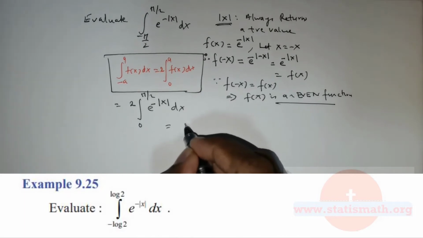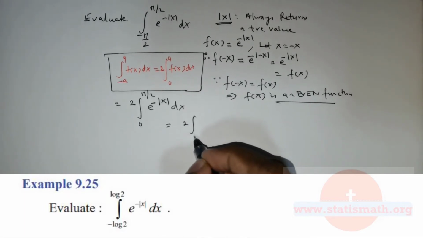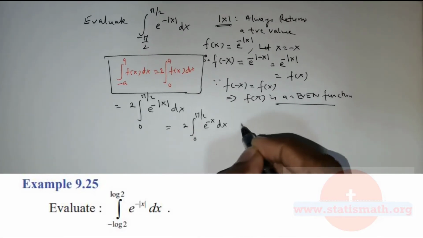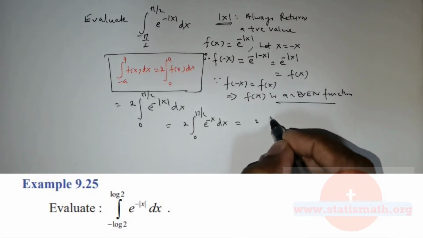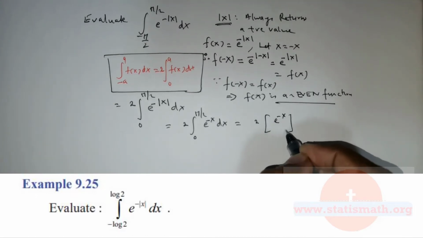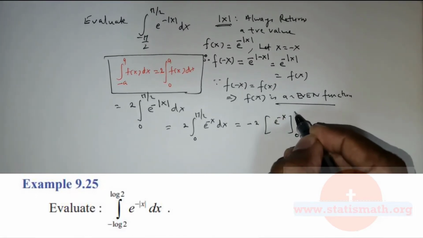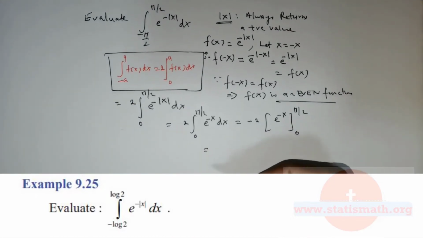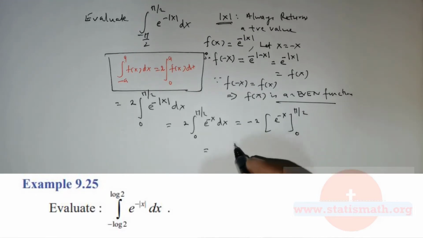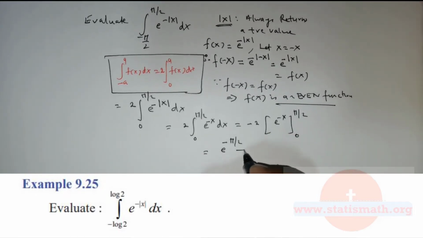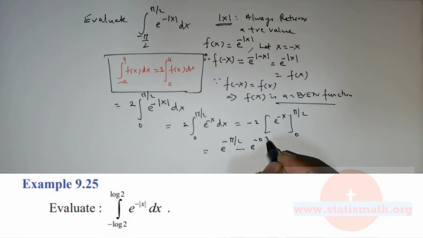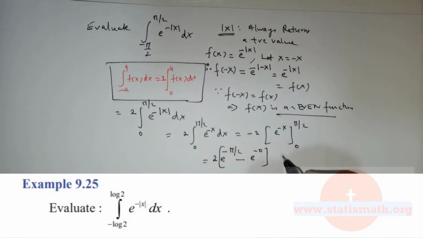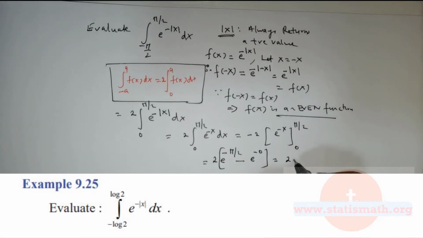I can further rewrite this as 2 times the integral from 0 to pi over 2 of e raised to the power negative x times dx, which upon integration would give me e raised to the power negative x with the negative sign, limits being 0 to pi over 2. Now, substituting the limits, I would get e raised to the power negative pi over 2 minus e raised to the power negative 0, and this has to be multiplied with 2.